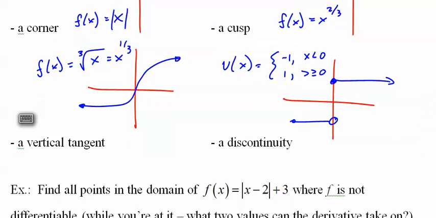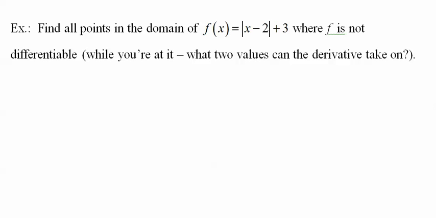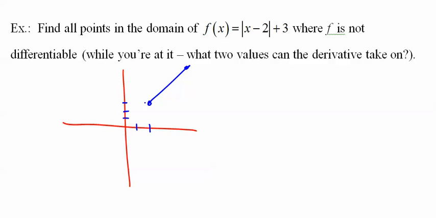So, find all points in the domain of f of x equals the absolute value of quantity x minus 2, plus 3, where it's not differentiable. And by the way, what are the two possible values for the derivative? So you graph. That's why you spend all that time in pre-calc getting good at graphing. Even though you can use your calculator, it's got to be quicker. It's up 3, should be left, but instead inside goes to the right. The derivative over here will be 1. The derivative over here will be negative 1, because that's the slope of the line.